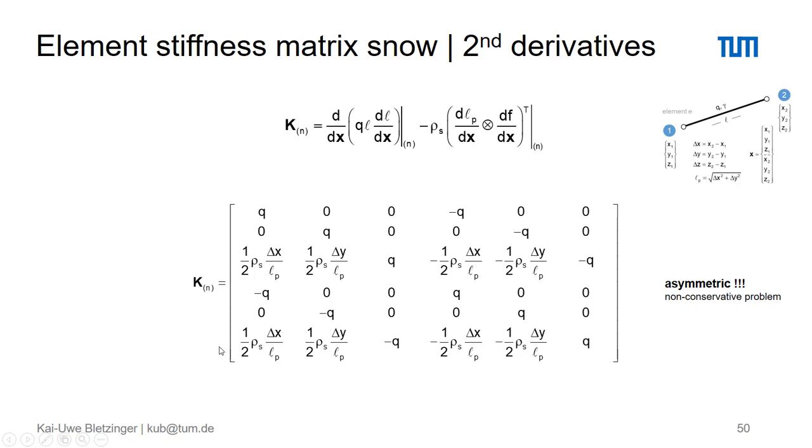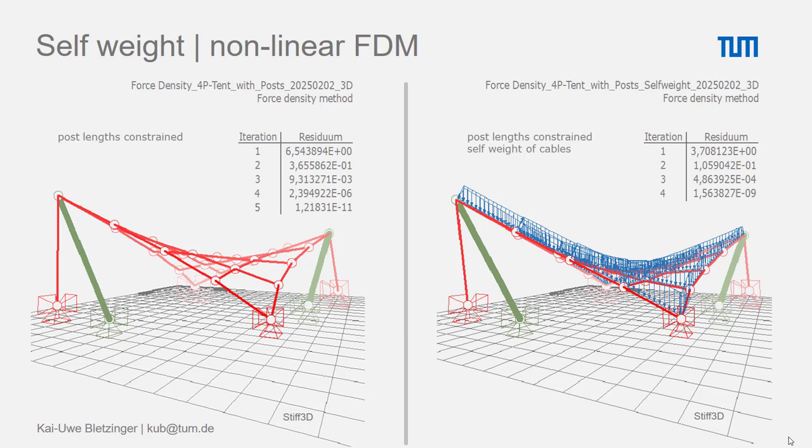And we see also that this stiffness matrix for the element is asymmetric, and if we add the contributions of the element matrices and vectors to the system residual force vector and the system stiffness matrix, we can set up our system equations to solve the form finding problem.